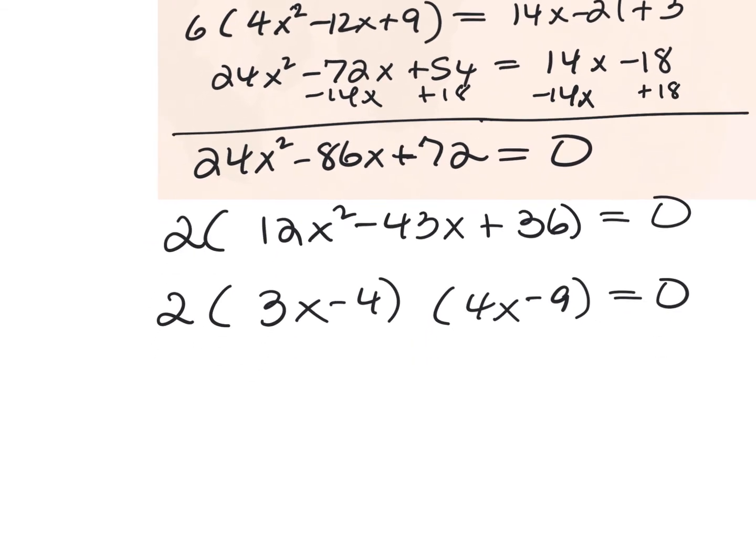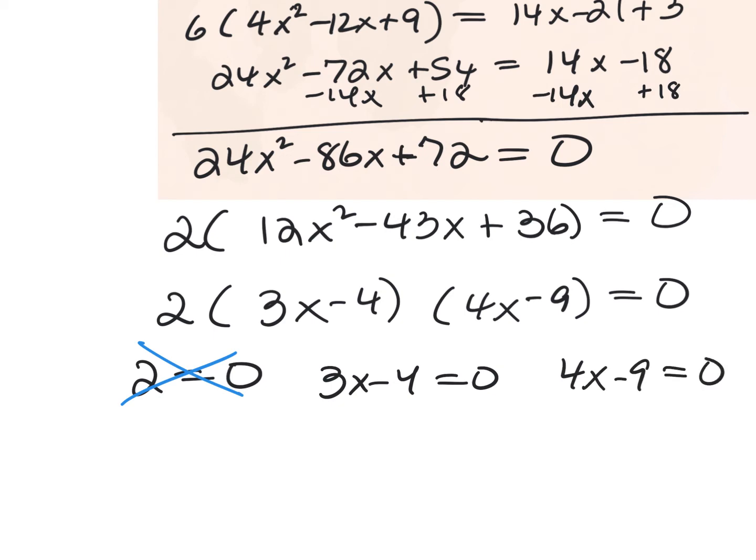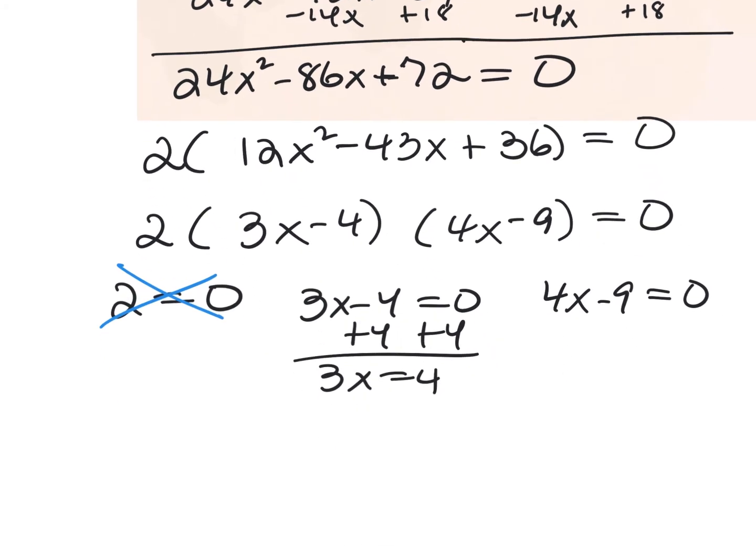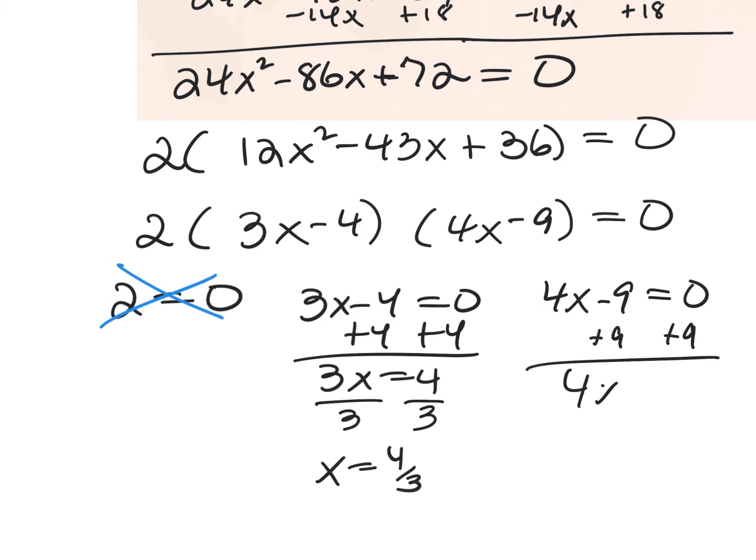Now, remember, we need to take each one of these factors, set them equal to 0, including the GCF. But notice whenever it's a constant equals 0, nothing comes out of that. If there were an x, we would have an x equals 0 as one of our answers. So 3x minus 4 is set equal to 0. 4x minus 9 is set equal to 0. I'm going to add 4. 3x equals 4. Divide by 3. X equals 4/3. 4x equals 9. Divide by 4. And x equals 9 over 4.